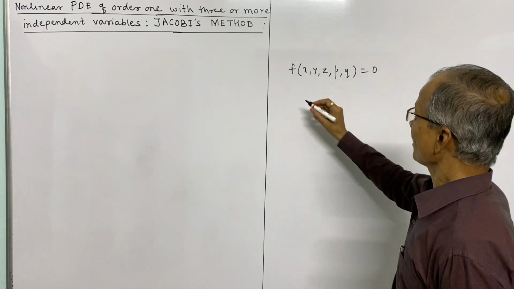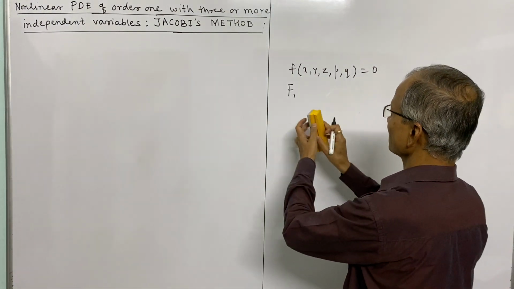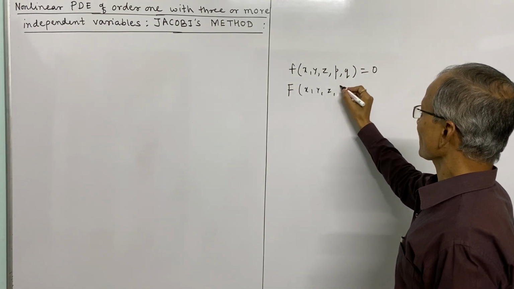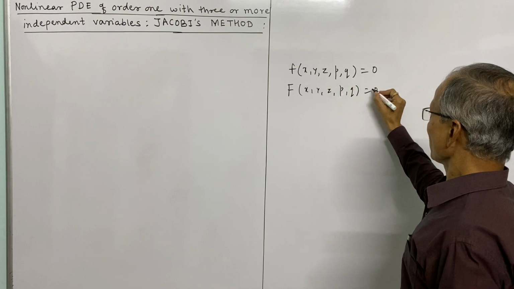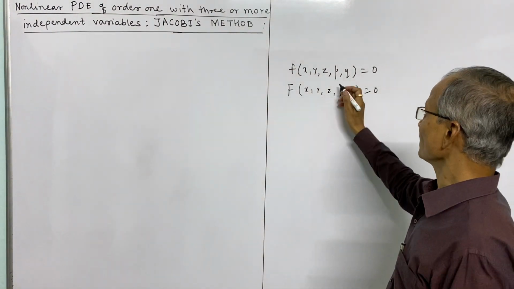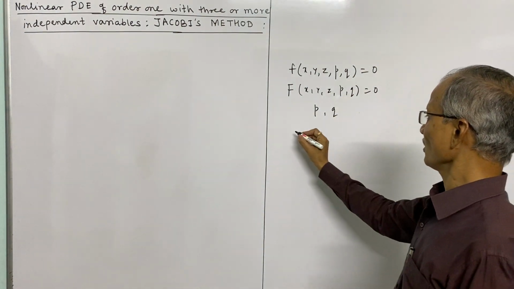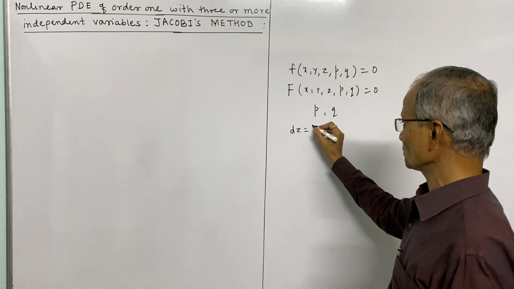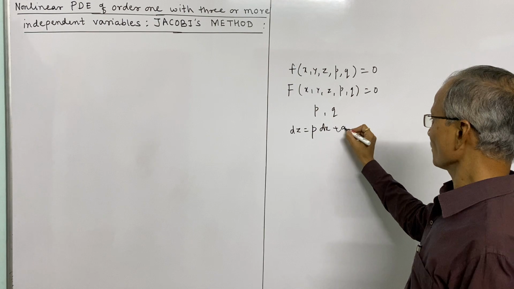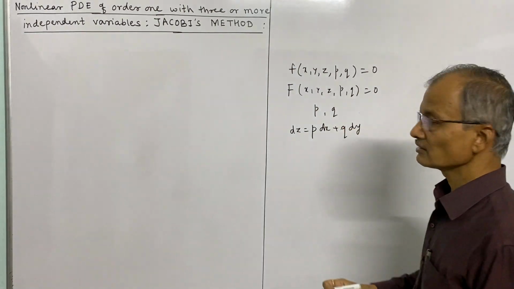For that purpose we obtained another relation, capital F, in terms of the same variables. Then by using Jacobi's auxiliary equations we obtained the values of p and q, and these values of p and q are then put in the differential of z, that is dz, which is p dx plus q dy, and on integration we get the required solution.